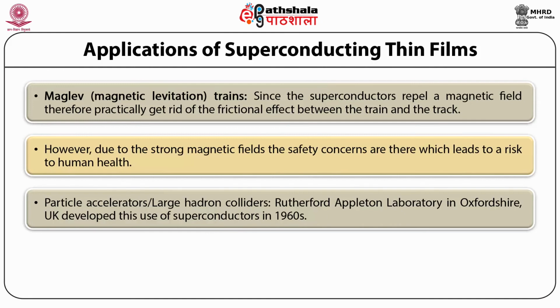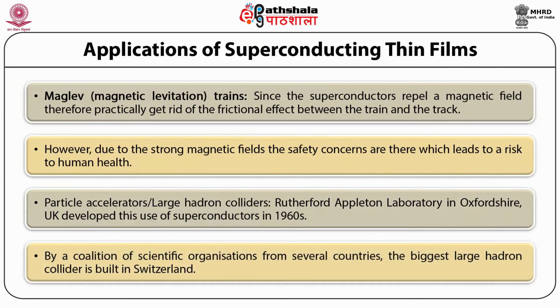Rutherford Appleton Laboratory in Oxfordshire, UK, developed this use of superconductors in the 1960s. By a coalition of scientific organizations from several countries, the biggest Large Hadron Collider was built in Switzerland. In the case of accelerators, to accelerate charged particles very fast, around the speed of light, extremely powerful electromagnets were developed using superconductors.